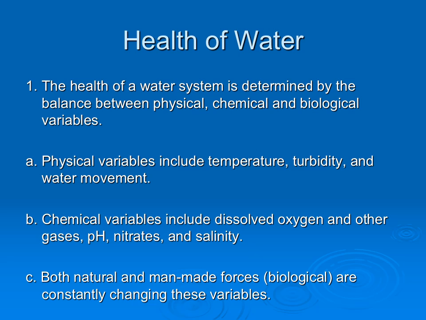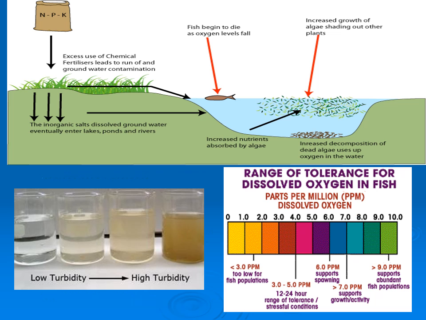In addition to physical variables are chemical variables, and these include how much dissolved oxygen is in the water and other gases, as well as pH of the water, so how acidic is the water, nitrates, and salinity, how salty is it. Both natural and man-made forces, which are biological forces, are constantly changing all of these different variables.